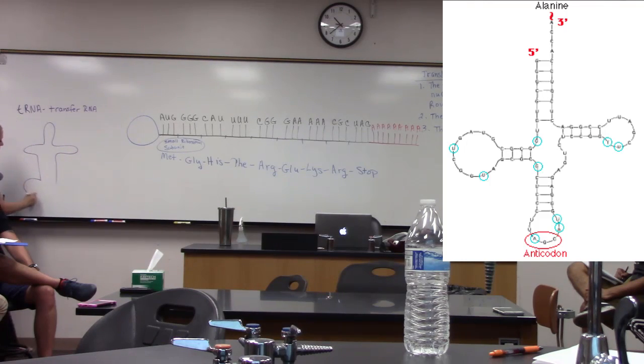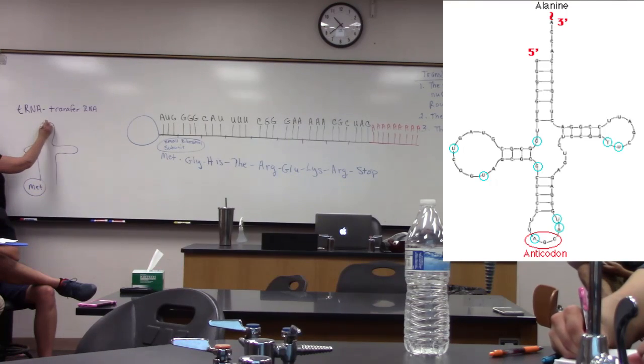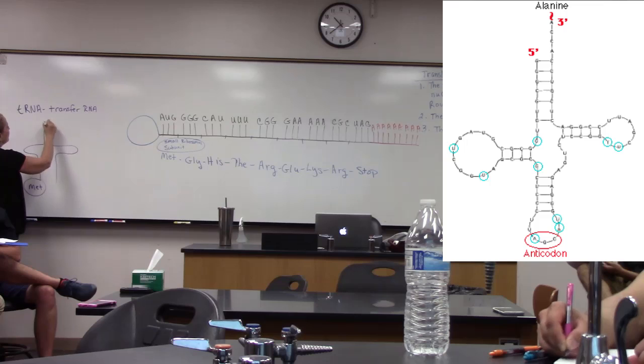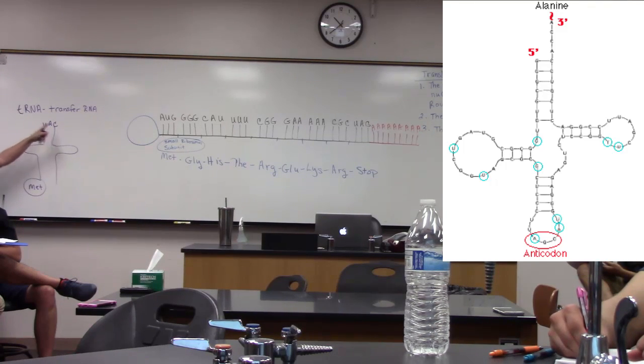On one end of our transfer RNA, we're going to have a particular amino acid. On the other end of the transfer RNA, it's always made up of 3 bases. So let's say this base is U, A, C. Now these 3 bases can be different. They don't always have to be UAC on every transfer RNA. But UAC tells us that this particular transfer RNA will always be carrying methionine.